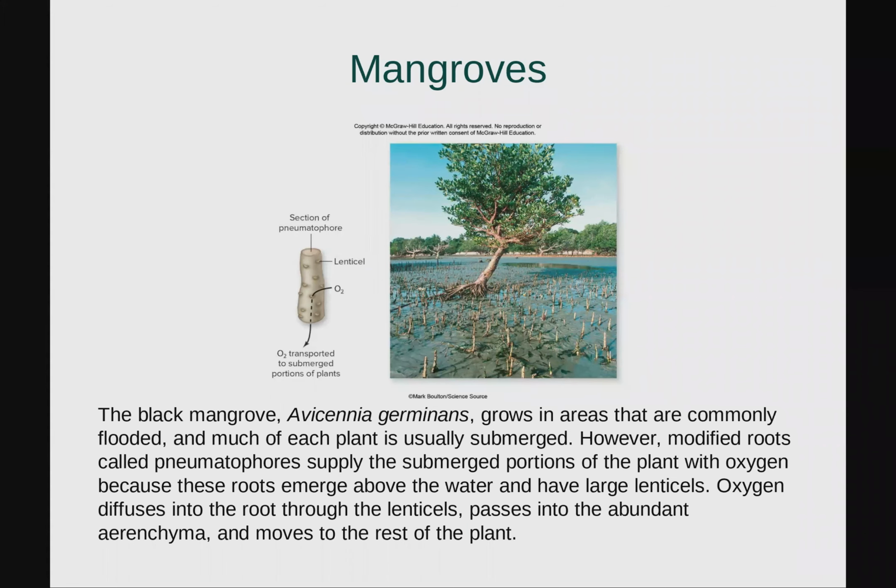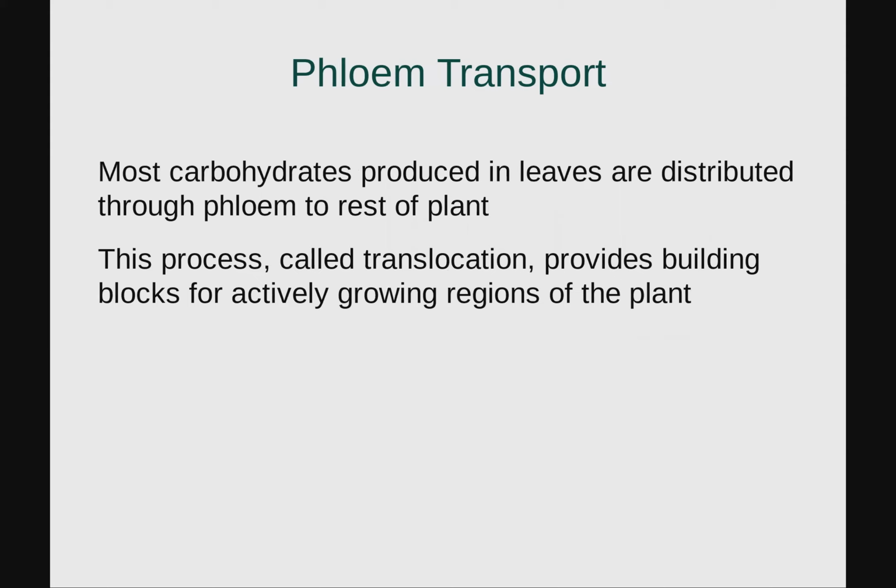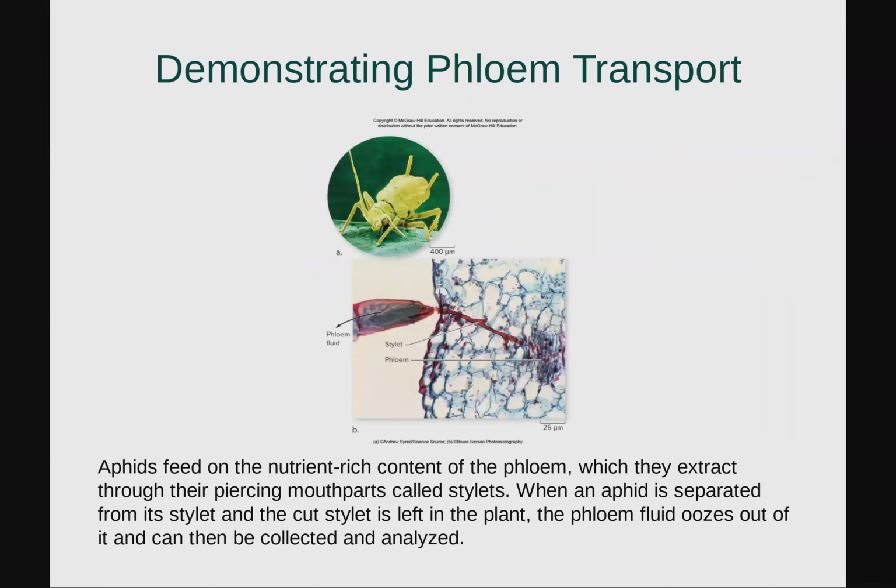Now, growing is another interesting aspect of the evolution of our plants. This is where most carbohydrates produced in plant leaves are distributed throughout the phloem to the rest of the plant. Now, this process, which we call translocation, provides the building blocks for actively growing regions of the plant.